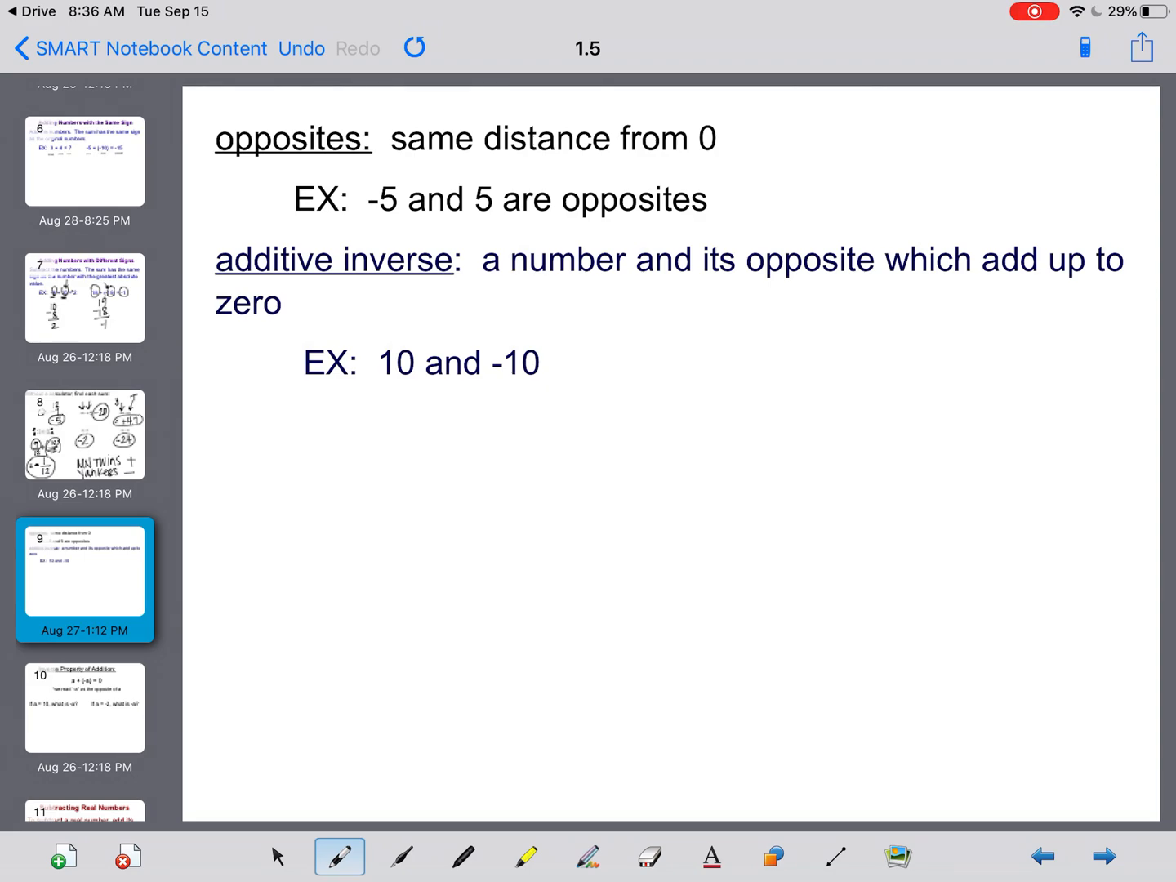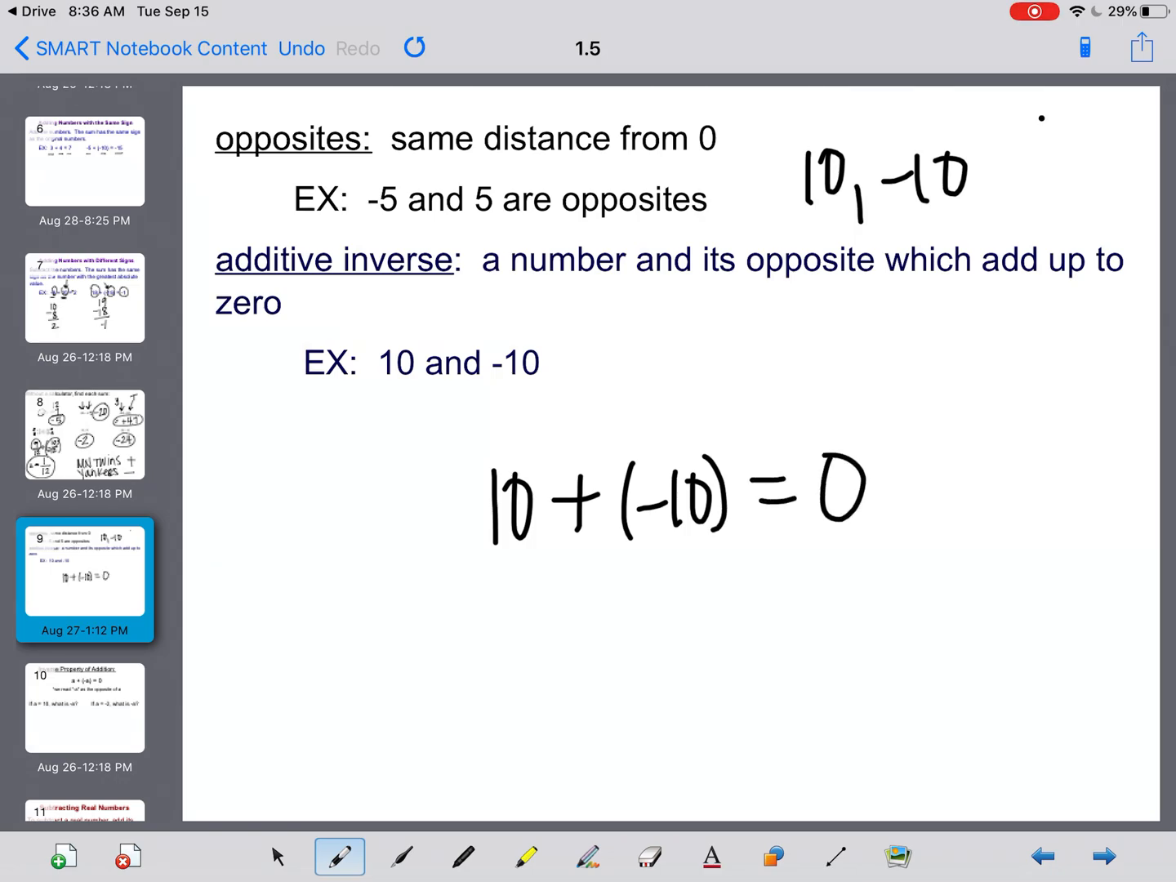Opposites are numbers that are the same distance from 0. So 5 and negative 5, 10 and negative 10, and any number and its negative version. Additive inverse means that when I add up a number and its opposite, it's always going to equal 0. If I add 10 plus negative 10, that equals 0. 5 plus negative 5, that equals 0. Any number plus its opposite adds up to 0.